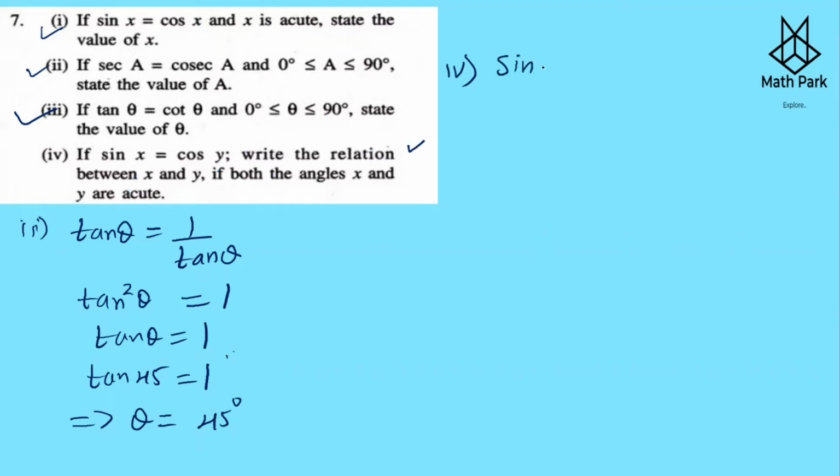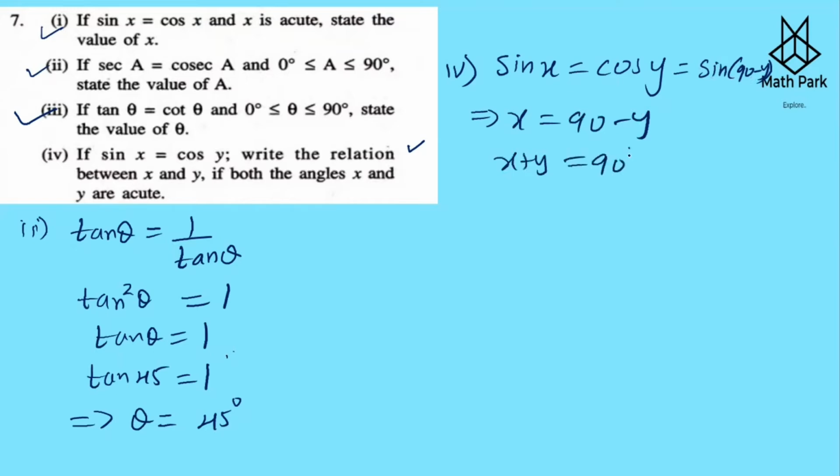This uses trigonometric ratios of complementary angles. So sin x is equal to cos y, and cos y is equal to sin 90 minus y, because cos theta is equal to sin 90 minus theta. So this implies x is equal to 90 minus y. Move this y here, you get x plus y is equal to 90 degree. And this is the relation between x and y. They both are acute.